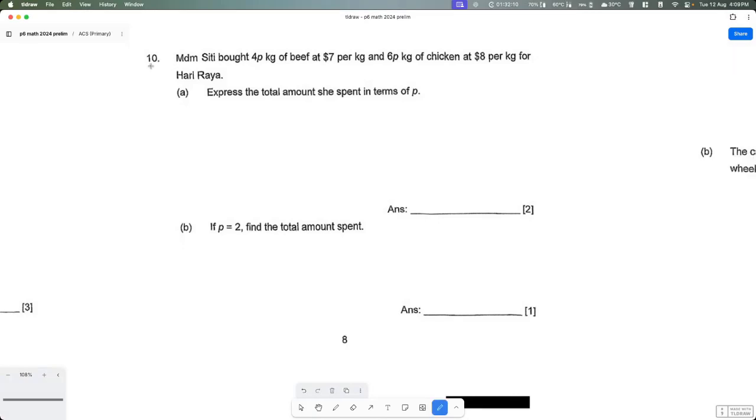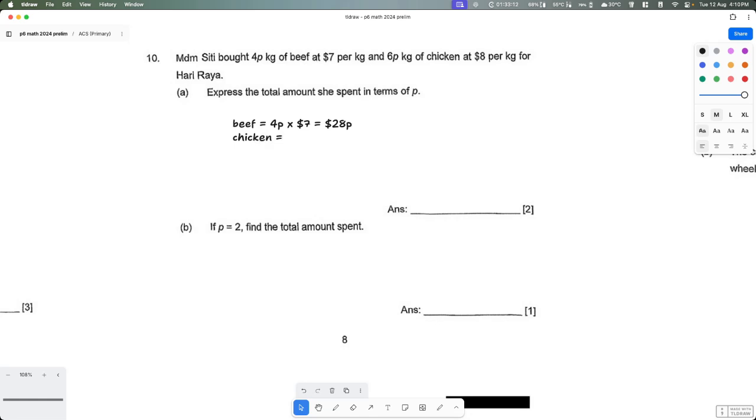All right, so question number 10. Madam City bought 4p kg of beef at $7 per kg and 6p kg of chicken at $8 per kg for Hari Raya. Express the total amount she spent in terms of p. So for this, let's have the beef, which is equal to 4p times $7, which is equal to $28p.